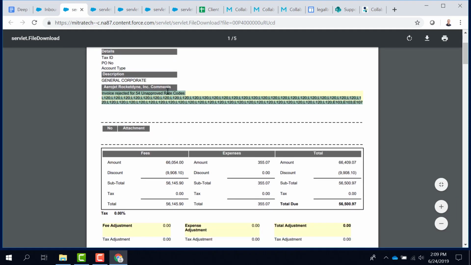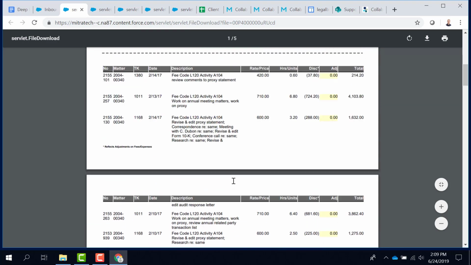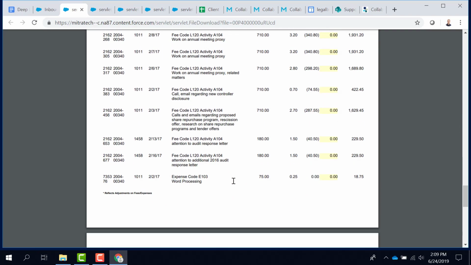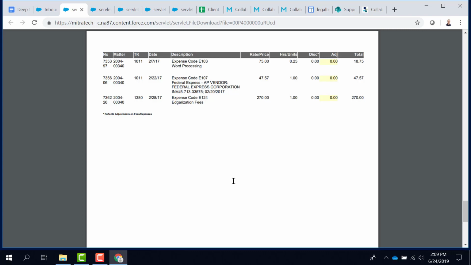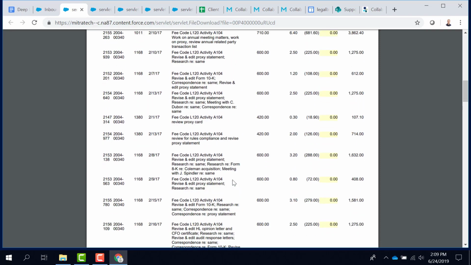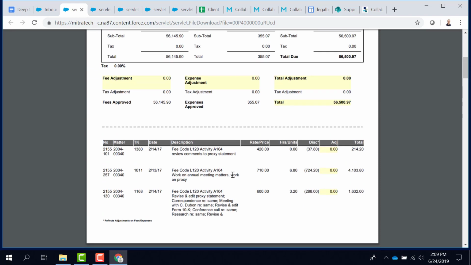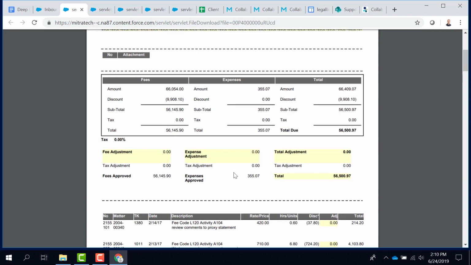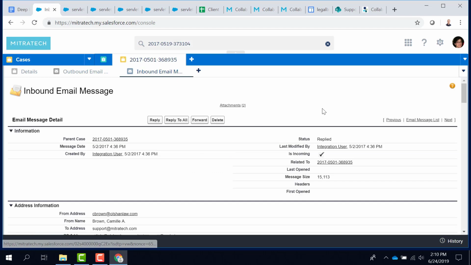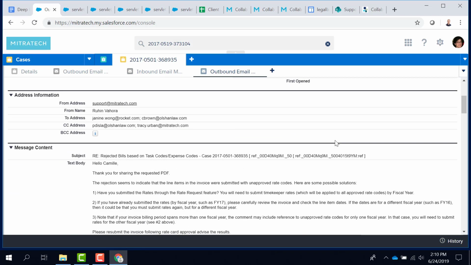So on here you can see there's 54 unapproved rate codes, and there's probably about 54 line items. I can't tell how many line items there are. All right, the rejection seems to indicate that the line items were submitted with unapproved rate codes.